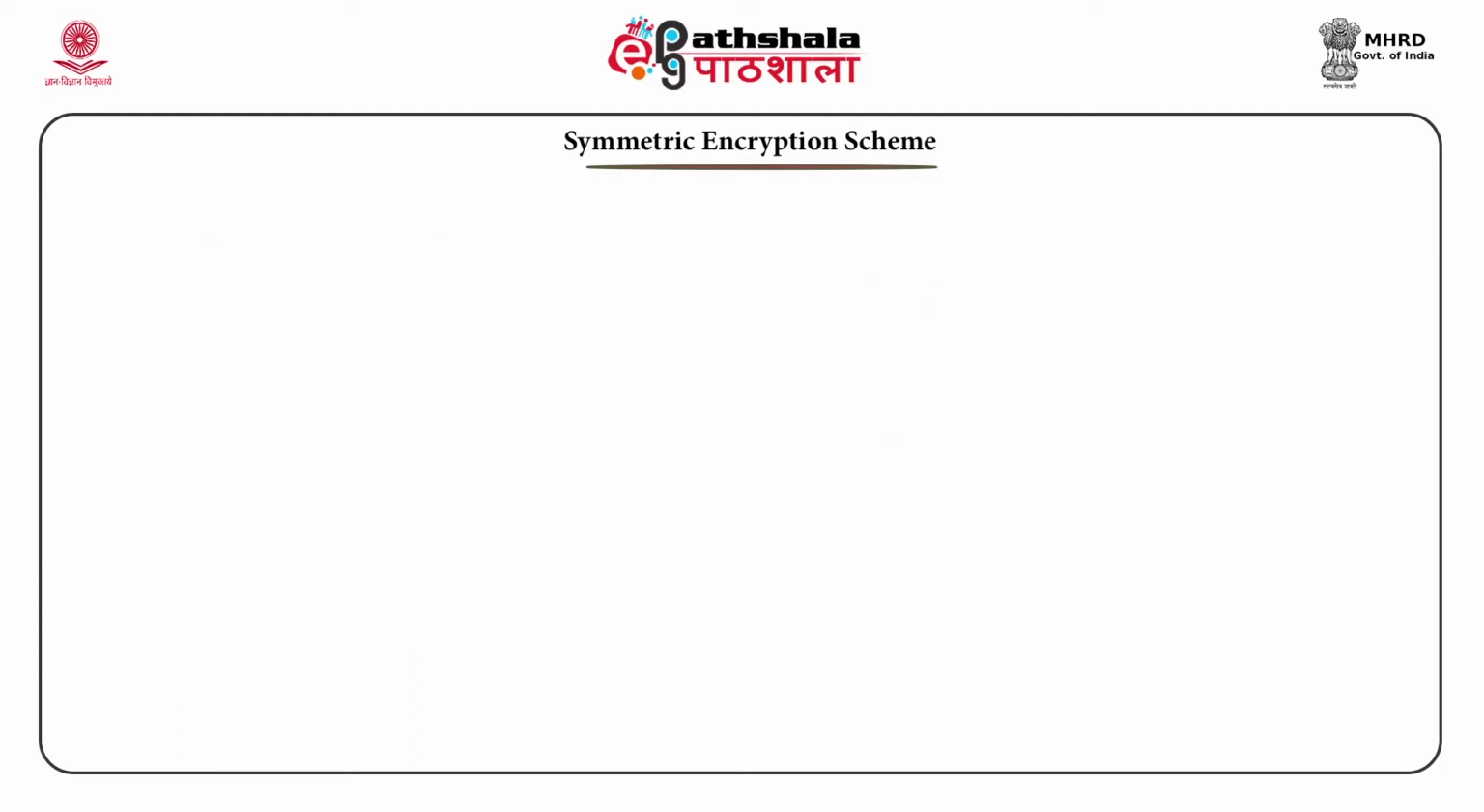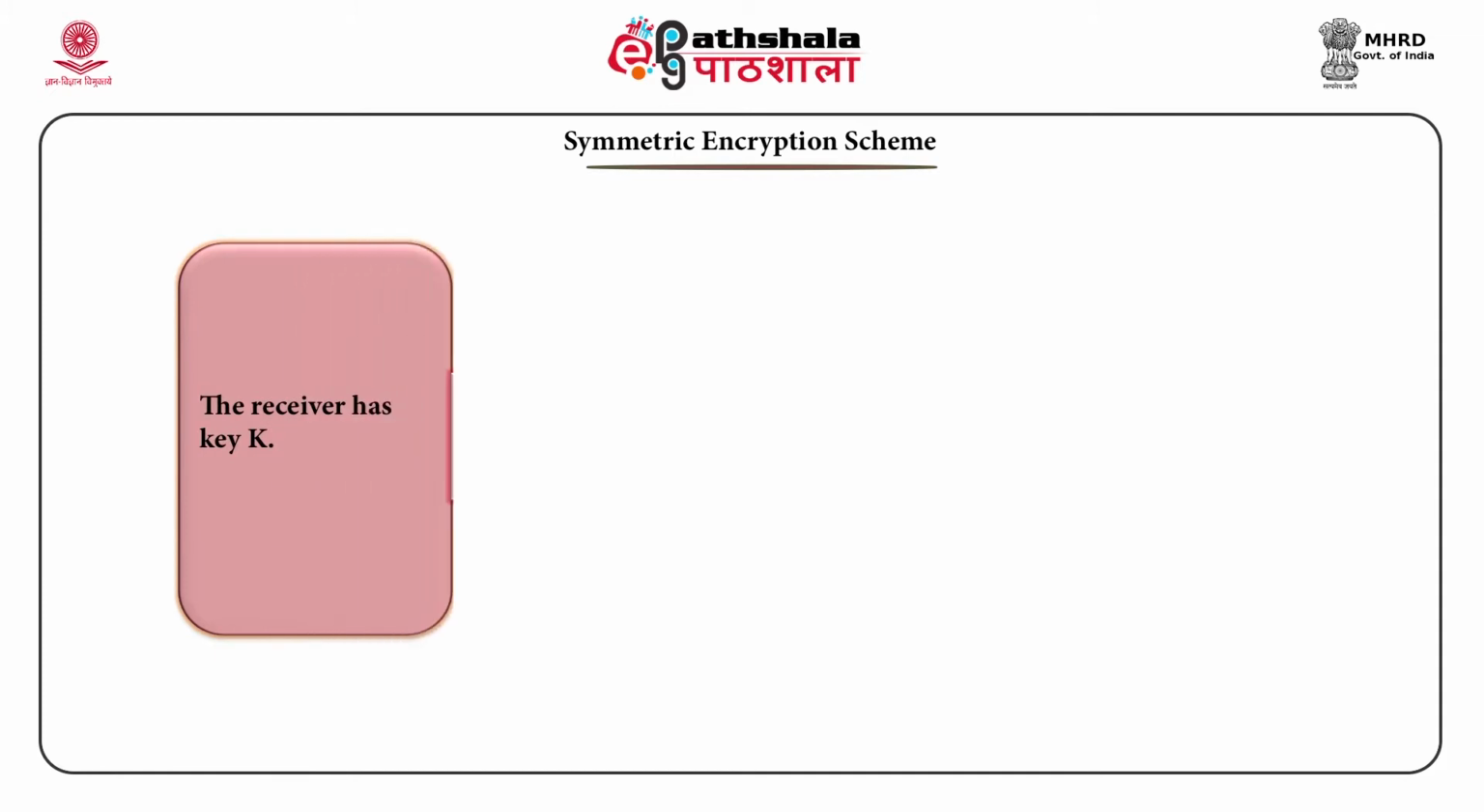We already assume that the sender and receiver have exchanged the key, so the receiver has the key K. The decryption algorithm would be applied, decryption being K and C, and P would be retrieved back.